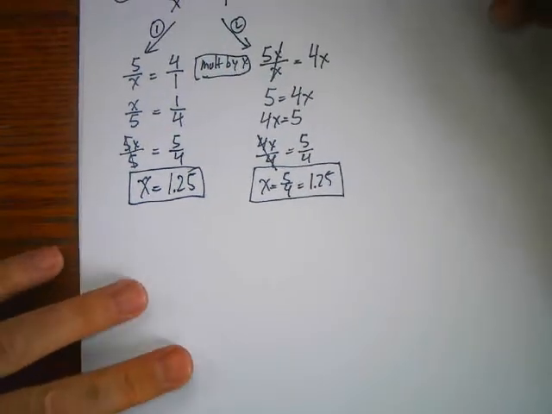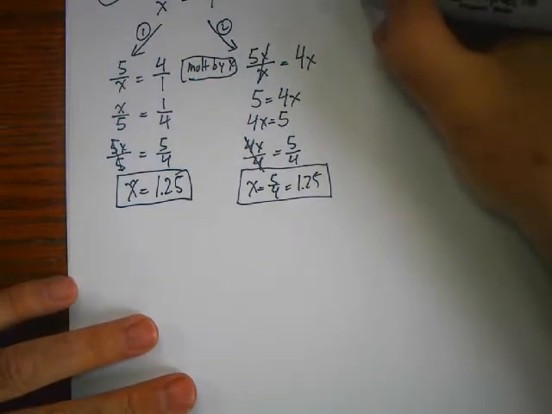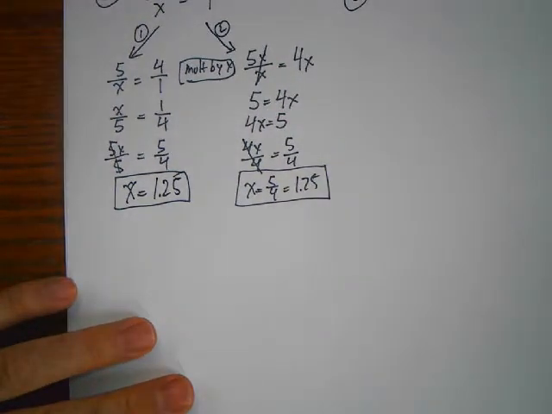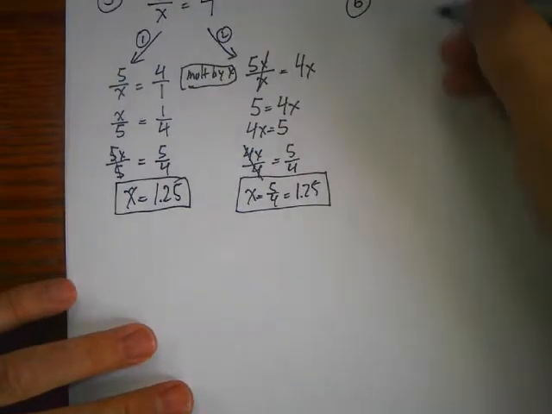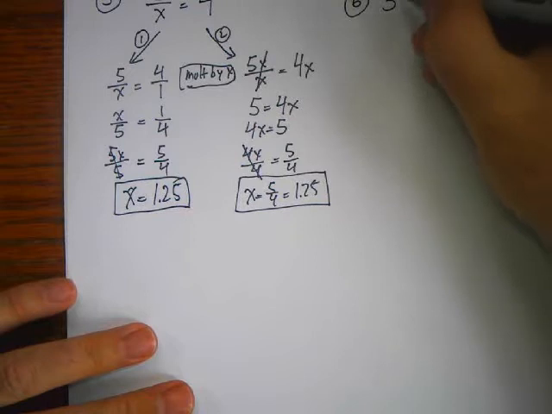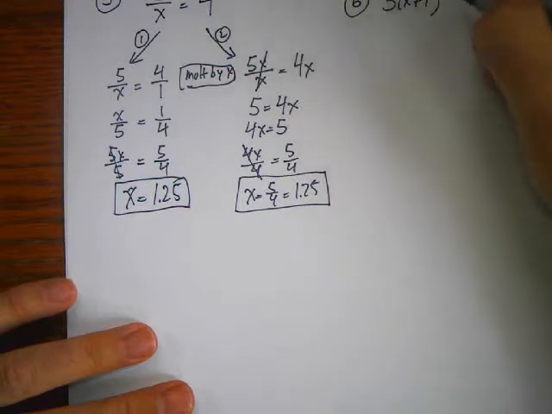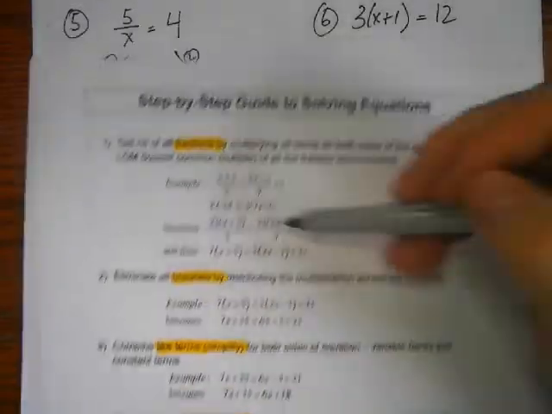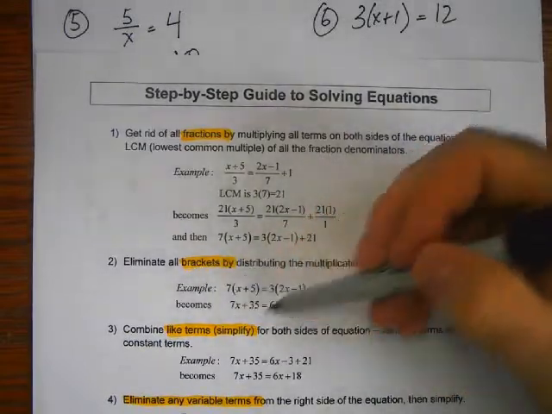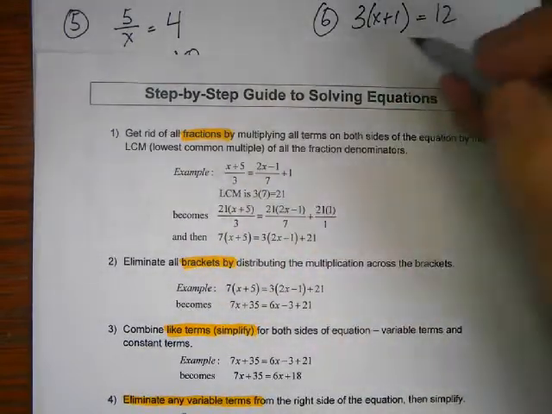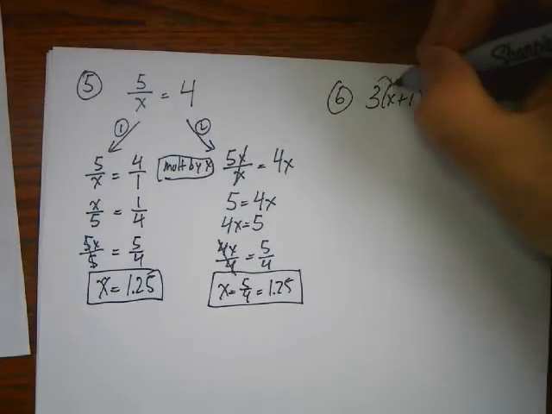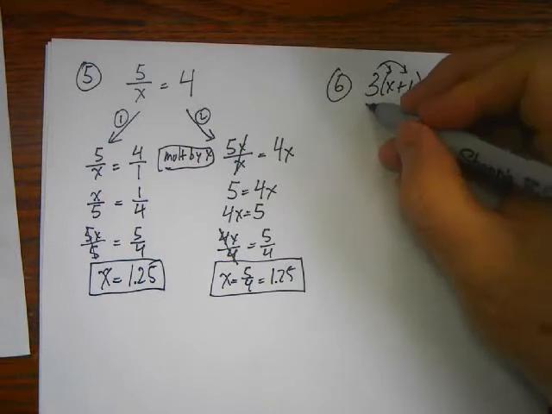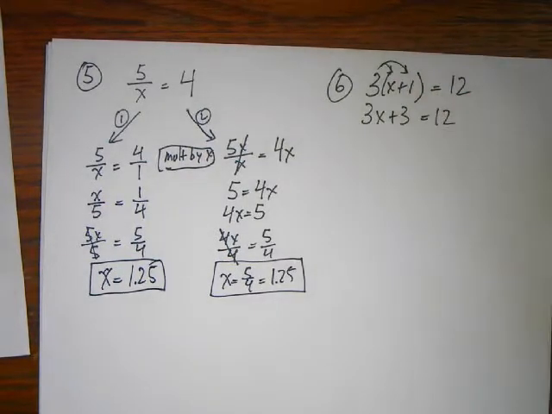Okay. Now let's try another example. This time, the next few won't be as hard as that one. We have some brackets this time. Now, again, there's a couple ways of doing this one. There's no fractions here, but there are brackets. So if we do get brackets and we've already taken care of fractions, in this case that means we're going to take that 3 and multiply it with the x and multiply it with the 1, distribute. So that's going to give us 3x plus 3 is equal to 12.